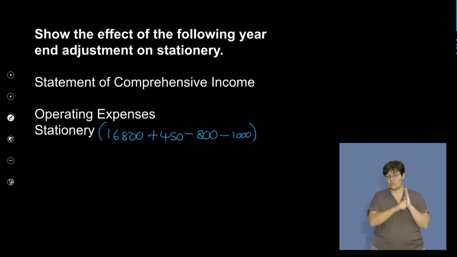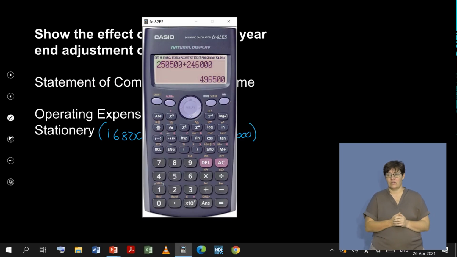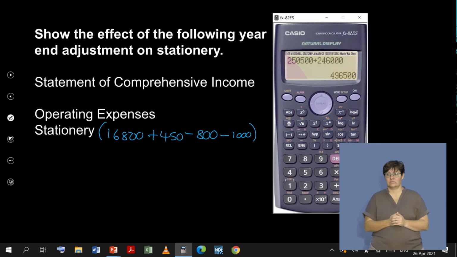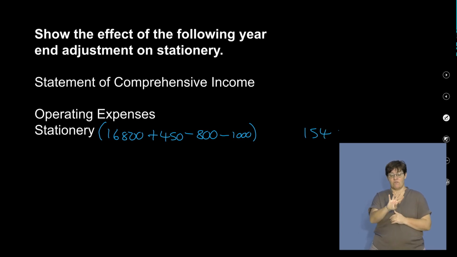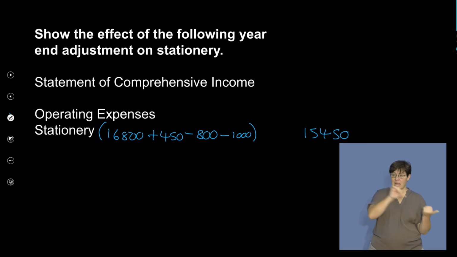Right, and our stationery expense for the year, if we just quickly grab the calculator: our expense for this financial year, 16,800, plus the 450 that we reversed, minus the 800 that Vish took for personal use, and minus the unused stationery, minus the 1,000 Rand. So our expense for this financial year is 15,450. Okay, right, and that's it with this adjustment.